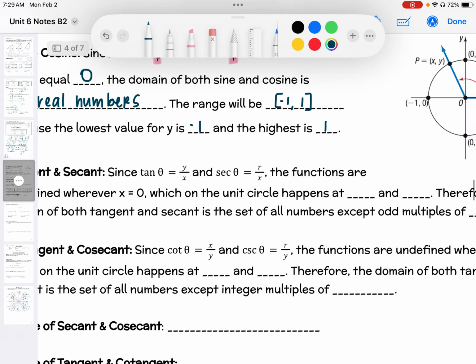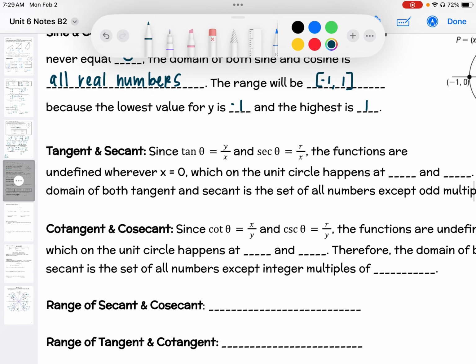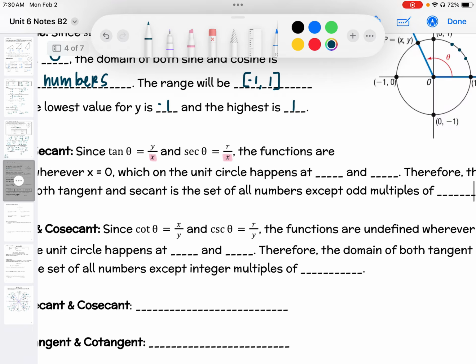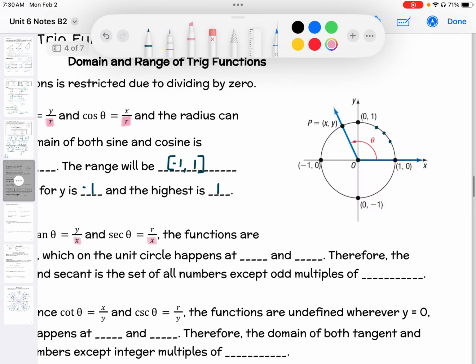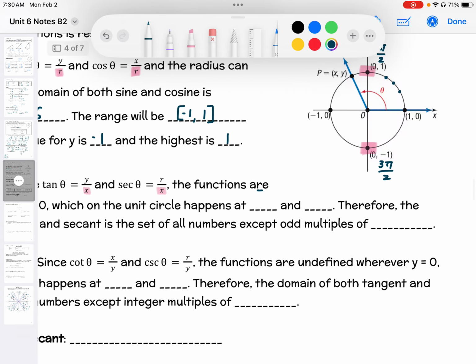Tangent and secant is a little different because in the denominator we have x in both of them. So they're going to be undefined wherever x is equal to 0 on the unit circle, which is going to happen at this spot up here and this spot down here. So if we think about those values in radians, up top would be pi over 2, and on the bottom that would be 3 pi over 2. So it's going to be undefined in those two places.